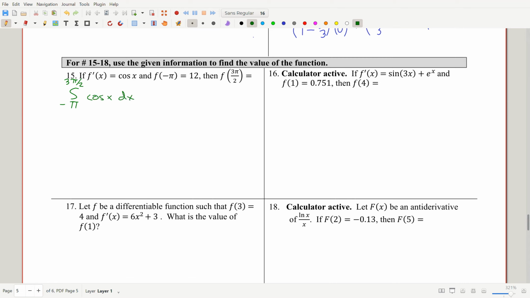That's the integral of cosine x dx. The antiderivative of cosine is sine. So this is just sine evaluated from negative pi to 3 pi over 2. One of those is a 0, I'm pretty sure, right? The sine of pi is 0. That's cool though, because the sine of negative pi is also still 0. So this ends up just equaling the sine of 3 pi over 2 minus 0. So I'm just going to write sine of 3 pi over 2 for space.